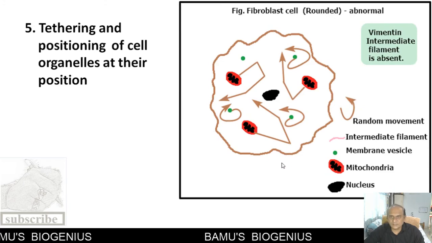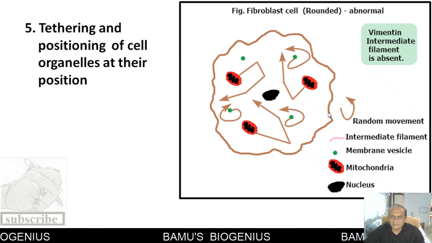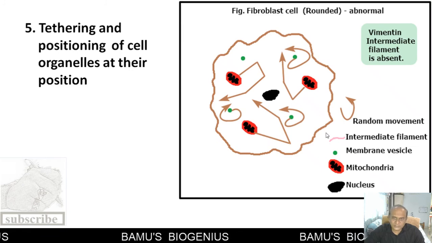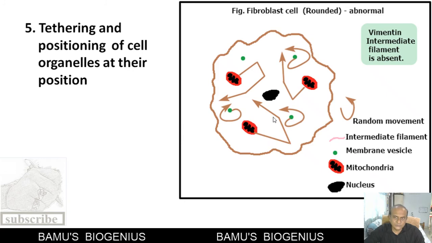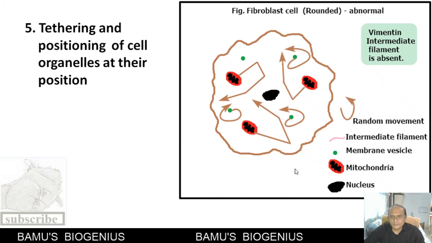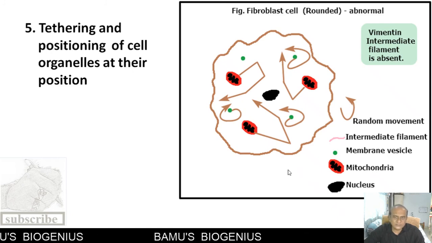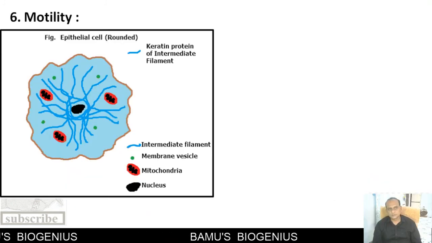So you can see here, if such intermediate filaments are not there, the fibroblast cells become rounded, and we see that the cellular organelles show a kind of random movement inside the cytoplasm. So this shows that the positioning of the cellular organelles is very important, and that is achieved via the intermediate filaments. The next function is the motility of the cell.